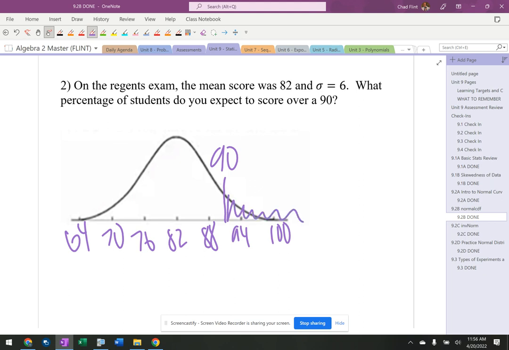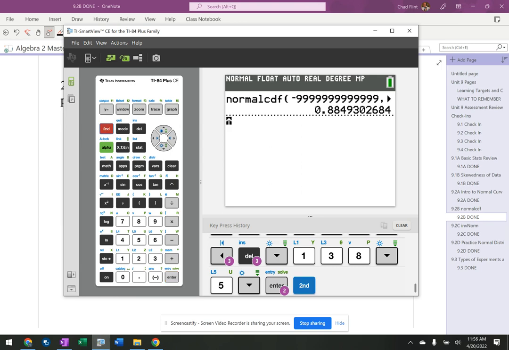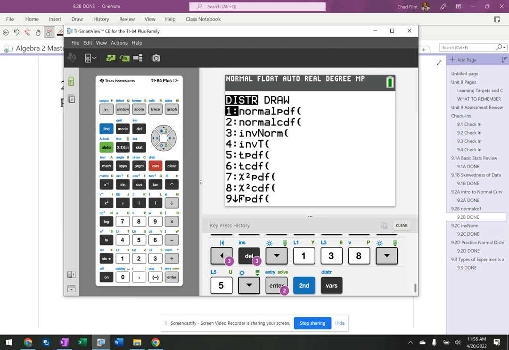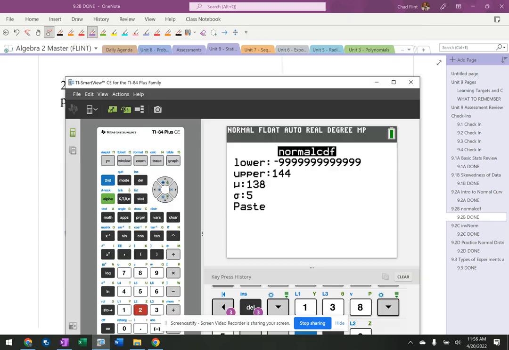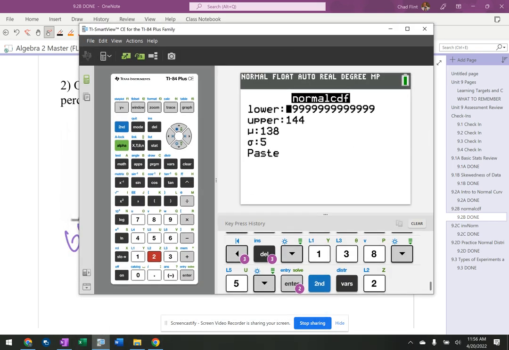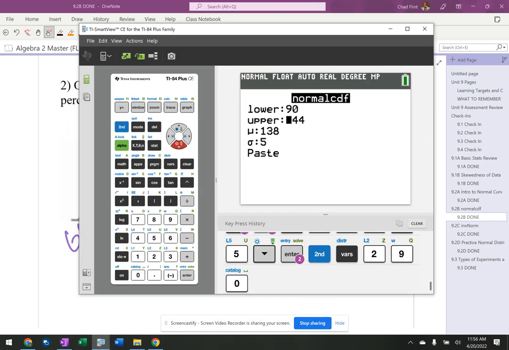Okay, so now what am I putting into my normal CDF? So I hit second, vars, 2. Okay, so now I am going from 90 up. So this first number needs to be 90, and the second number needs to be positive infinity. So a whole bunch of nines.